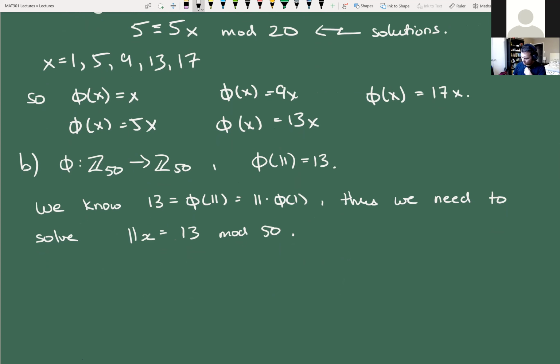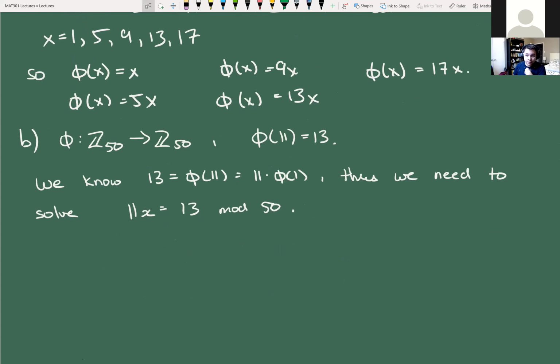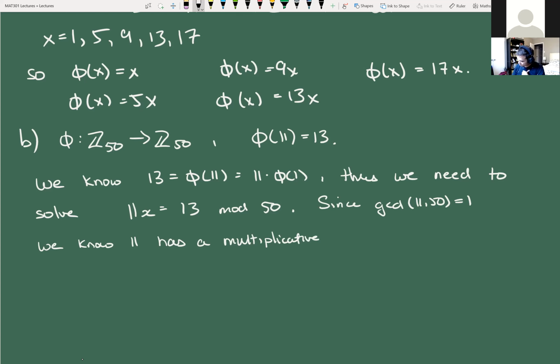Okay, let me give you how this would work. 11 and 50 are coprime. Since they're coprime, that means 11 is actually invertible, right? It has a multiplicative inverse. So we could solve this to get x is equal to 11 inverse times 13 mod 50.